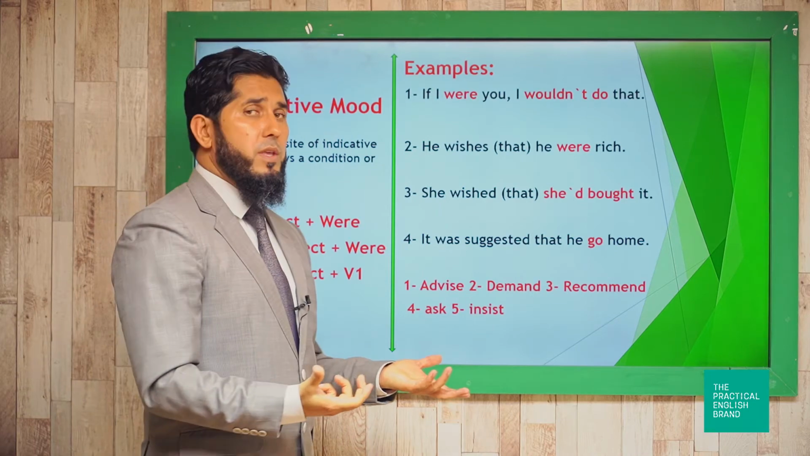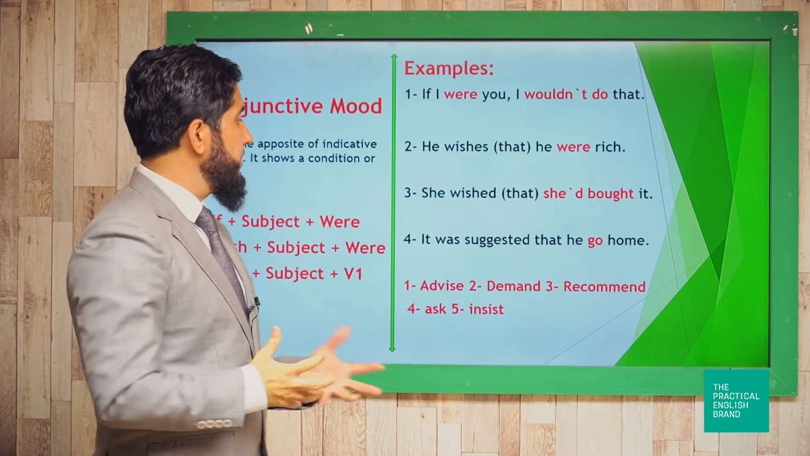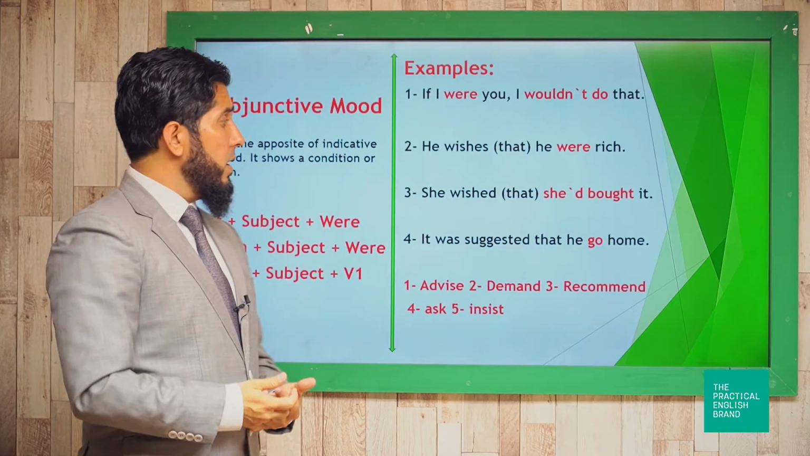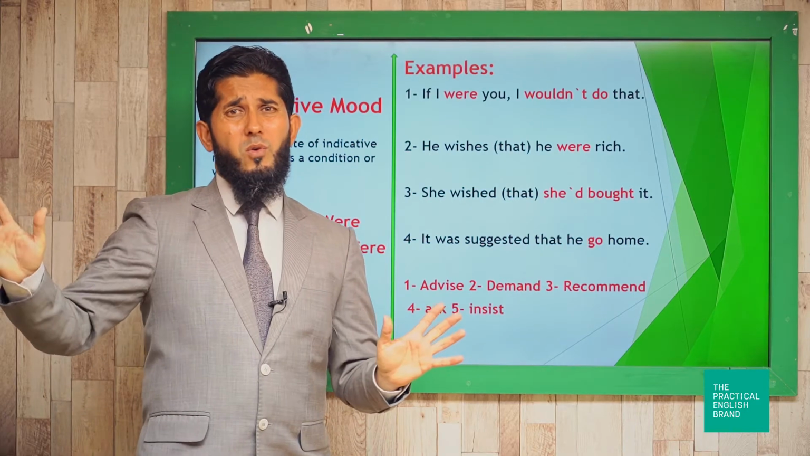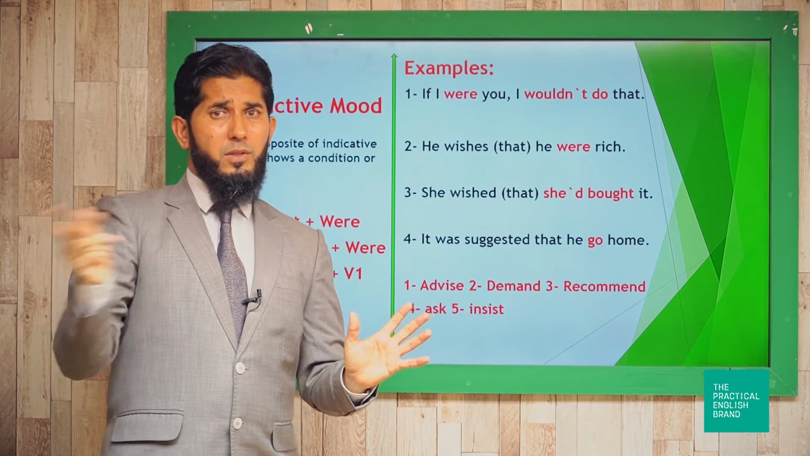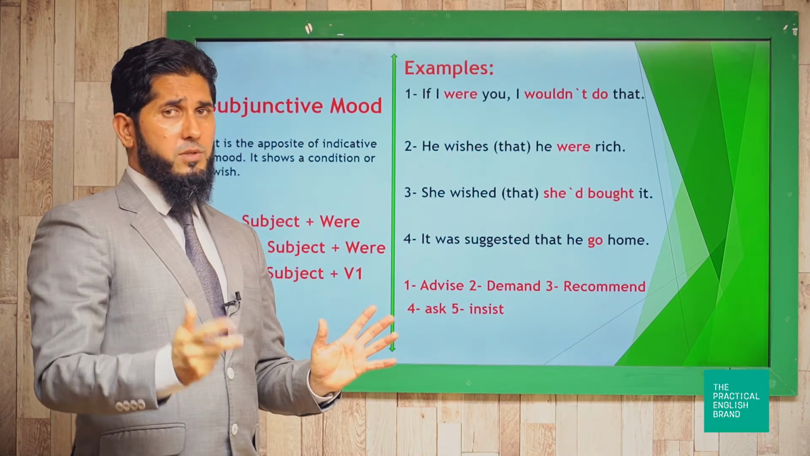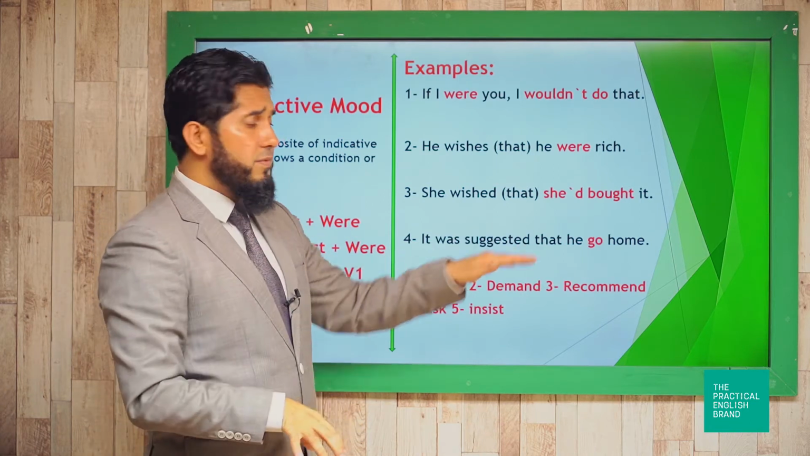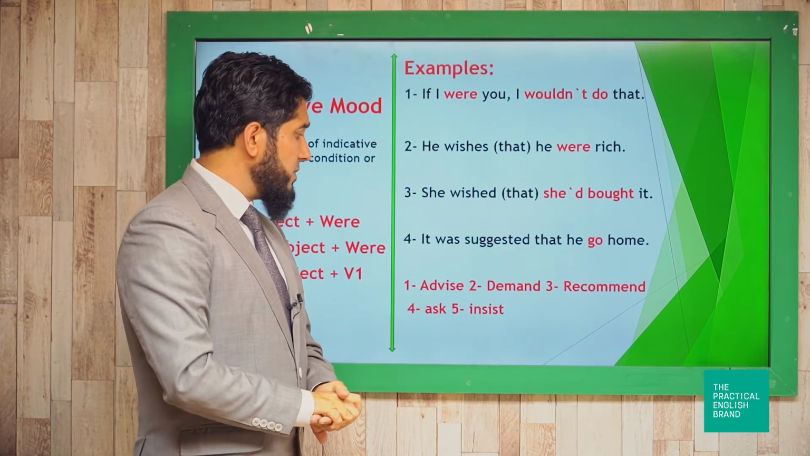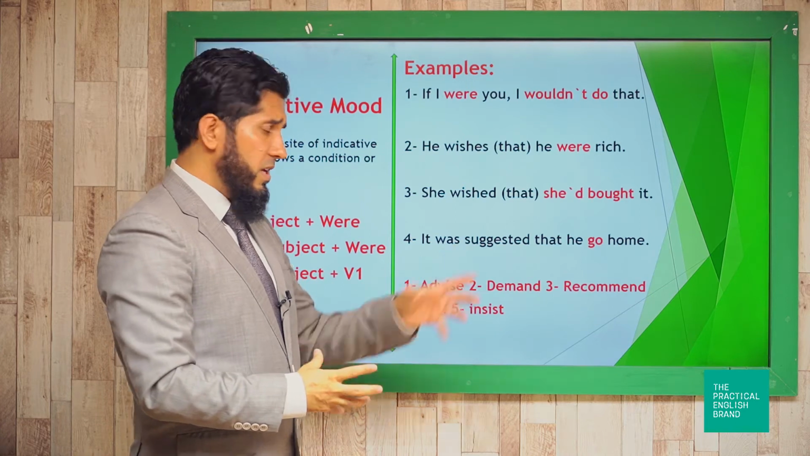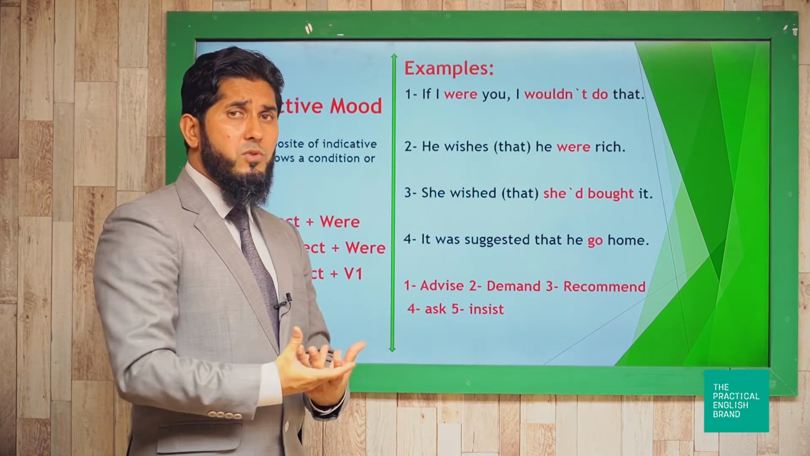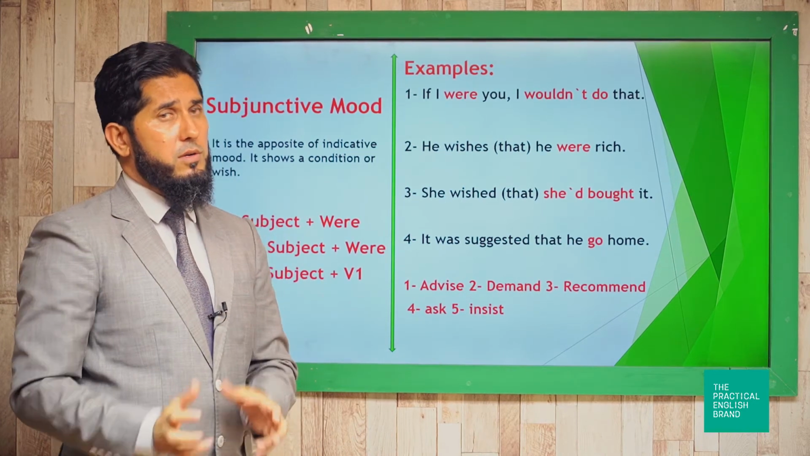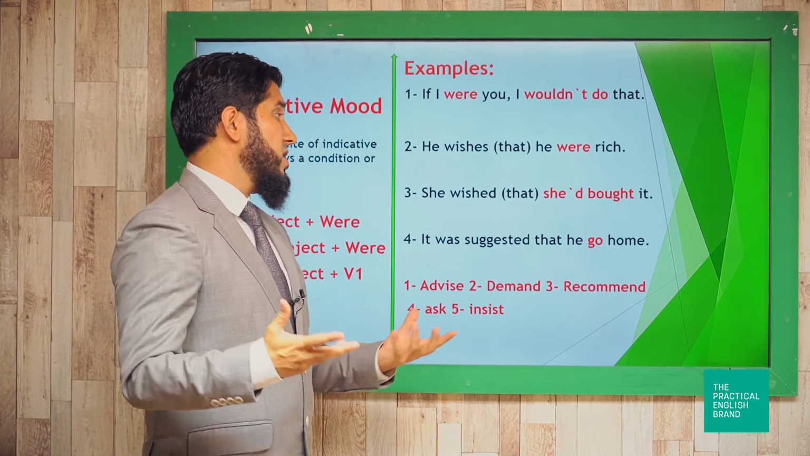That was something not factual. And number 4, it was suggested that he go home. Look, it's not correct to say he goes home. Incorrect. He goes home, she goes home, right? Third person singular subject, the verb takes s or es. But this is subjunctive case, and because of using some specific verbs and then the conjunction that, the verb is used in base form, even if the subject is third person singular in this case. So it was suggested that he go home.